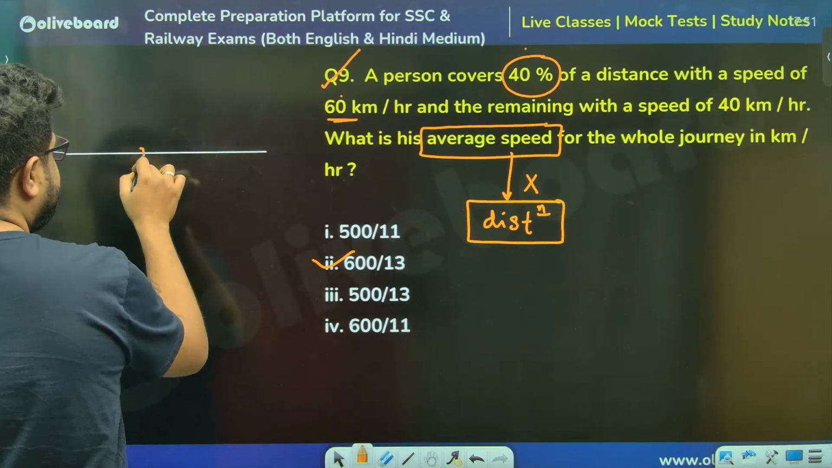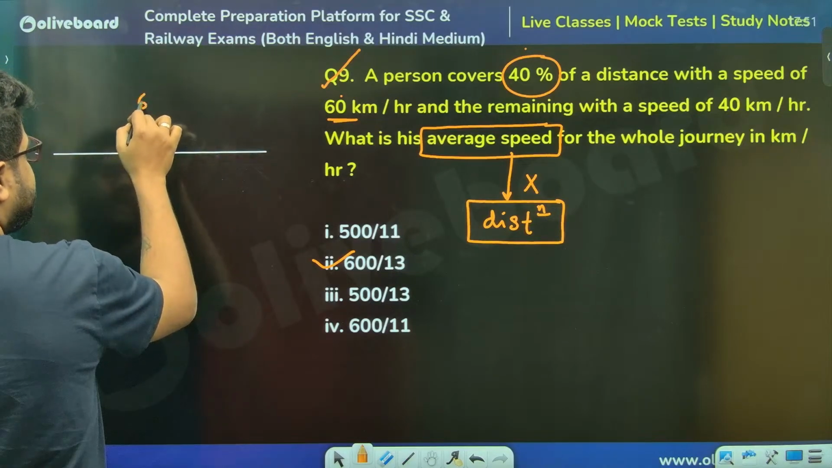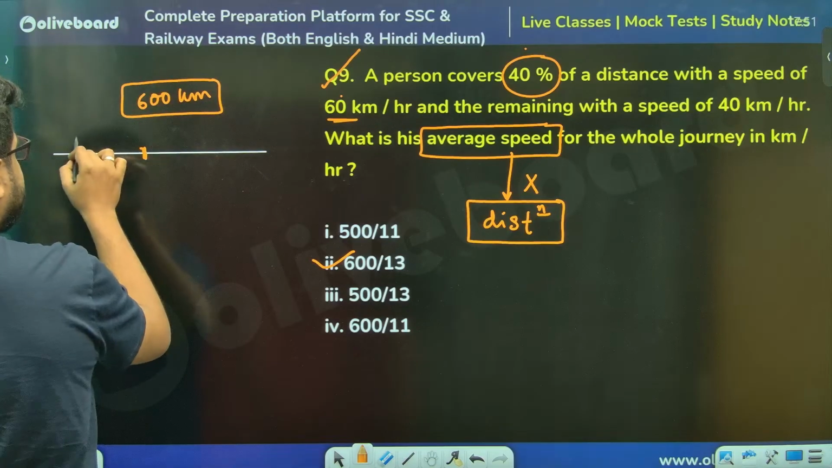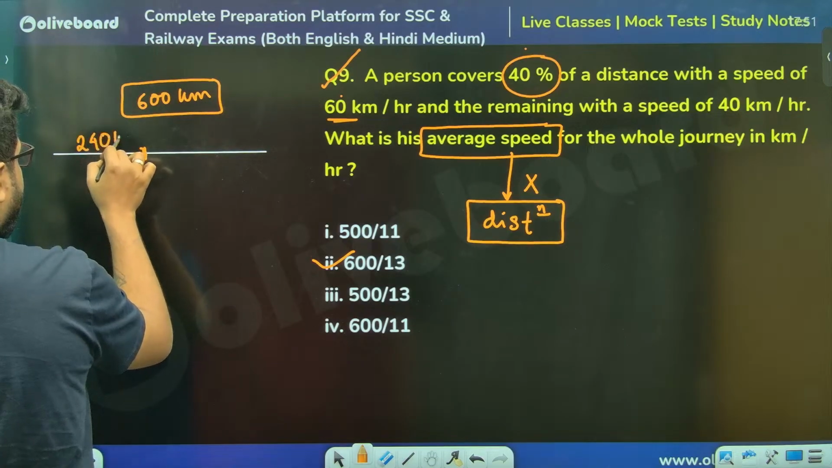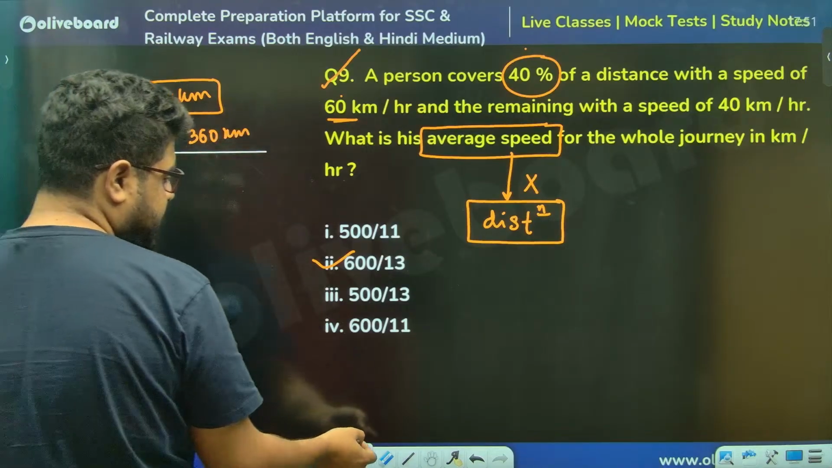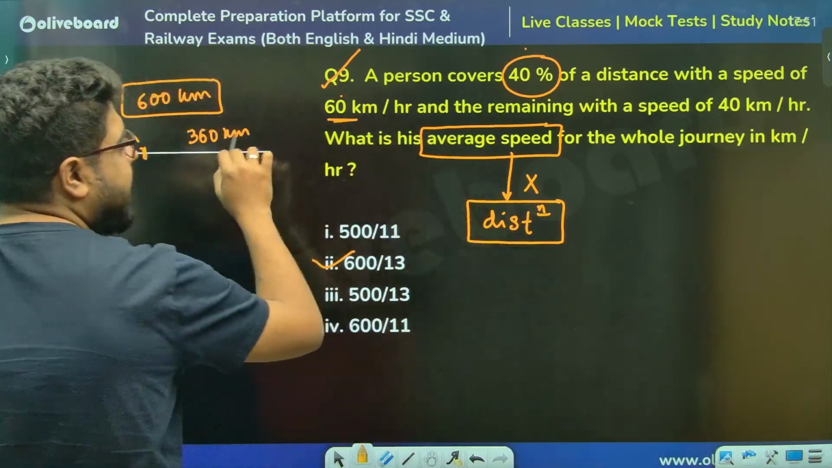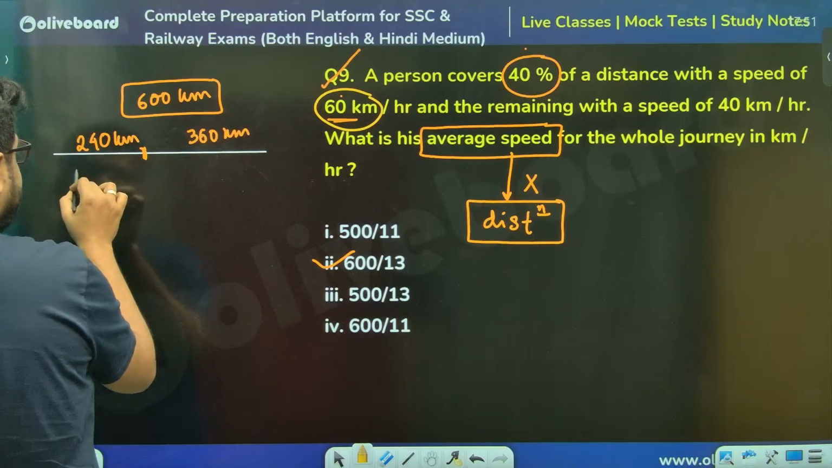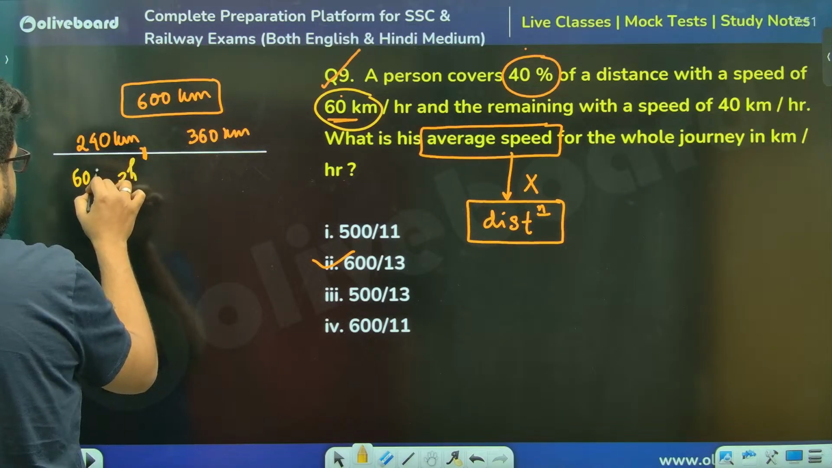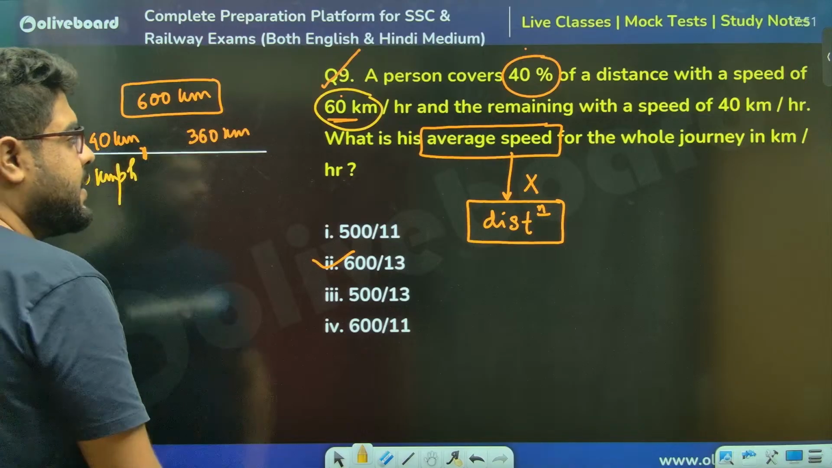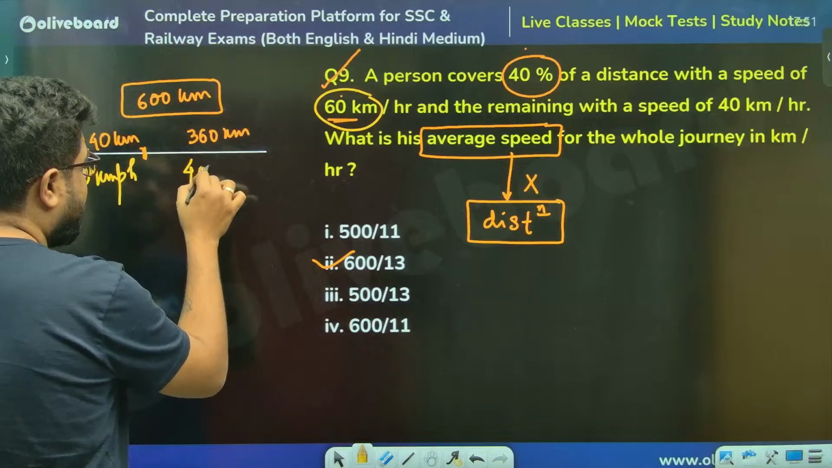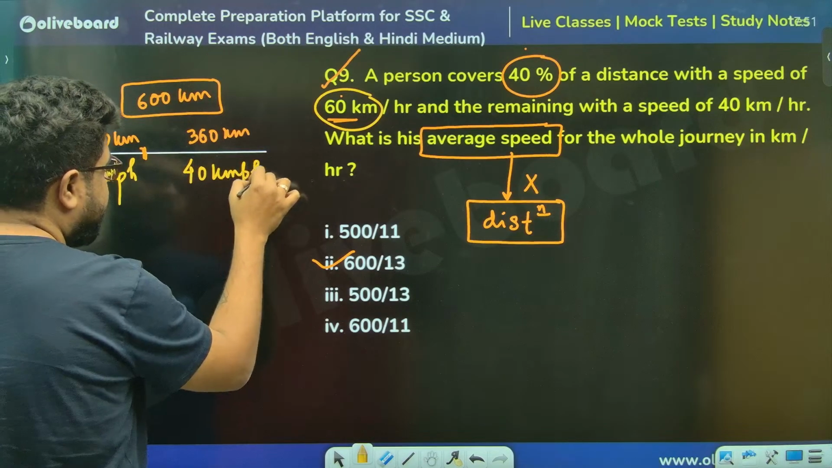So 40% distance, 60% distance. Total distance is on us. I'm taking 600. So 4 6 are 240 kilometers here and 360 kilometers here. This much he has gone with what speed? At a speed of 60. So this is 60 kilometers per hour, correct? And the remaining at 40. So this part, he has gone with a speed of 40 kilometers per hour.